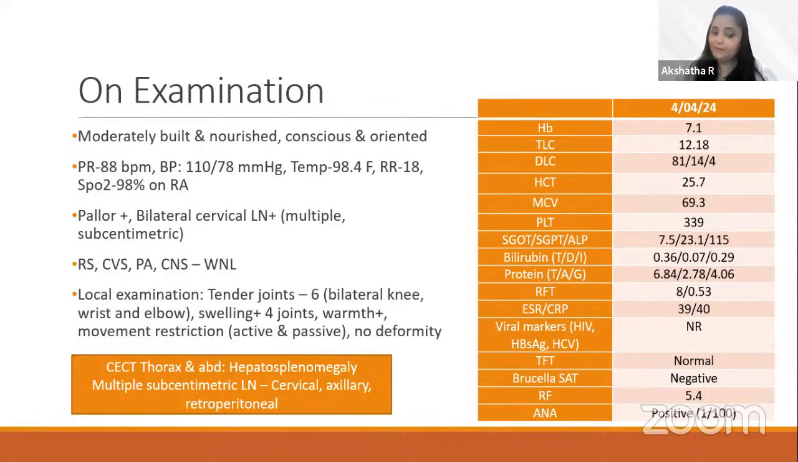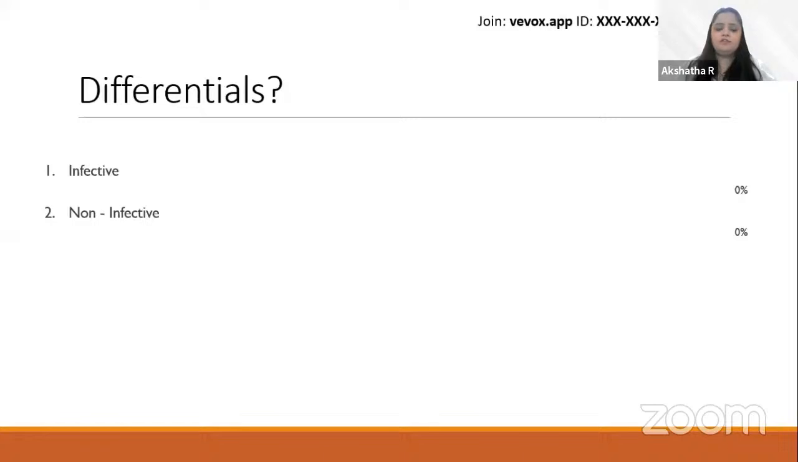CECT thorax and abdomen was done, which showed hepatosplenomegaly and confirmed the multiple subcentimetric lymph nodes in the cervical, axillary, and retroperitoneal regions. Now I request all of you to use the poll option. What do you think this patient is suffering from? We will just start the polling now. Is it infective or non-infective? We are talking about the collaboration between rheumatology and ID. So the major dilemma we have is, is it infective or non-infective?